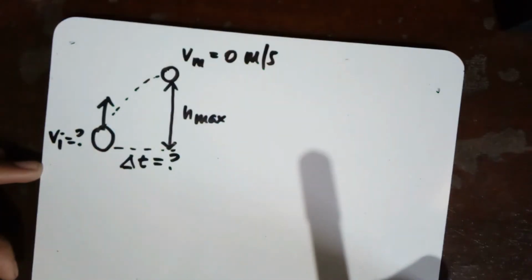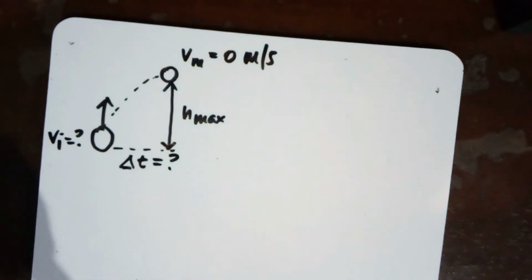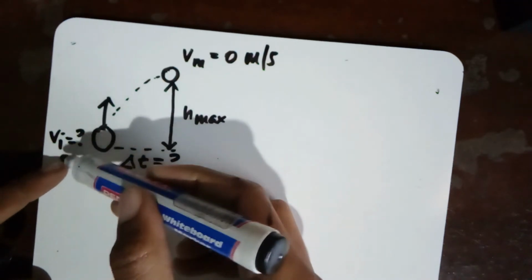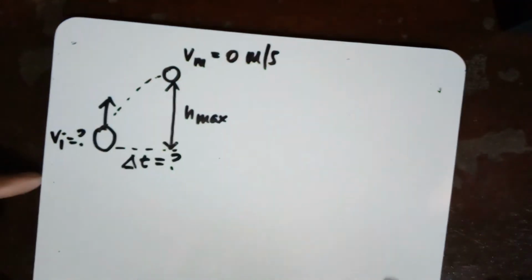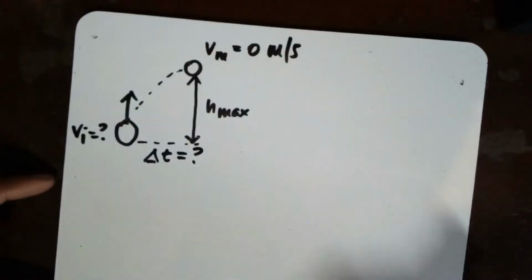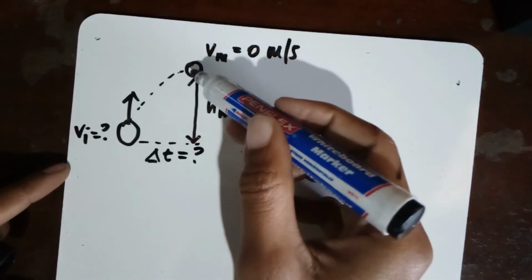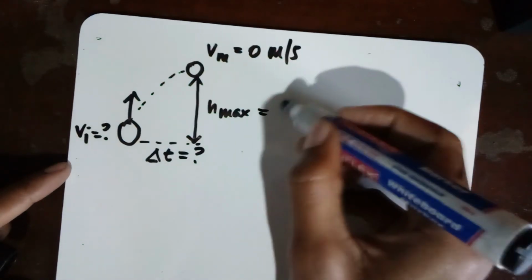So, okay, this is just a schematic representation of the situation that they described to us. They said that the tennis ball was thrown at an initial velocity. They didn't tell us the magnitude of that initial velocity, and then it reached the maximum height of 80 centimeters.